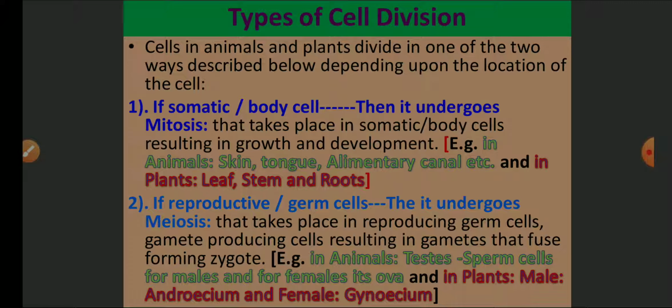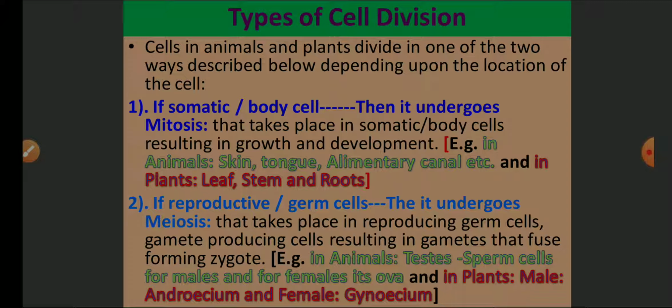Sometimes they ask a one mark question: where do you see mitosis in animals, and where do you see mitosis in plants? So the answer is, in animals it is seen in skin, tongue, alimentary canal, etc., while in plants it is seen in leaf, stem and roots.